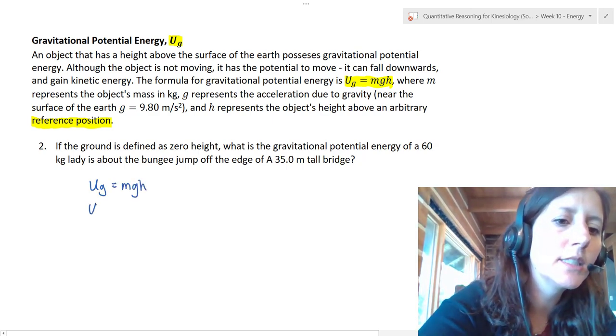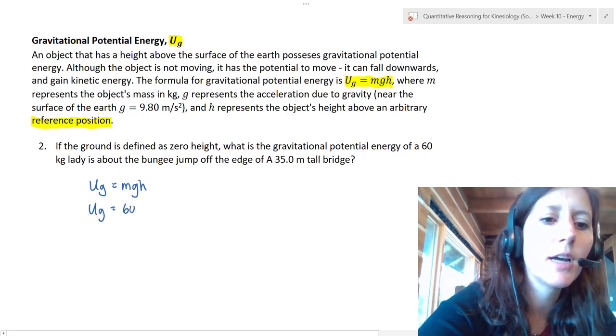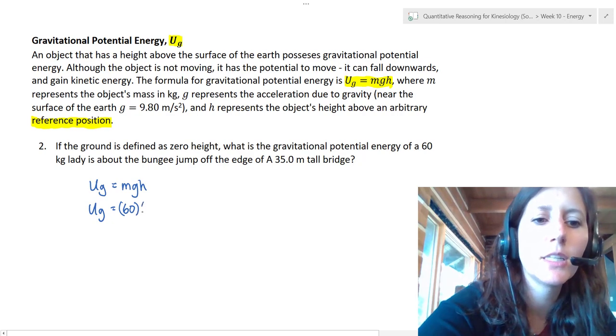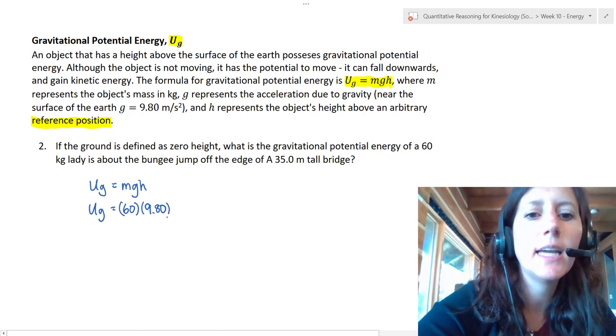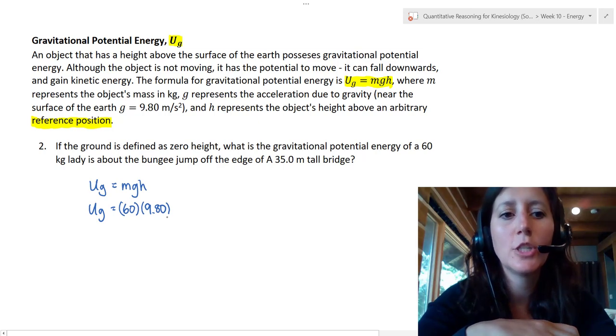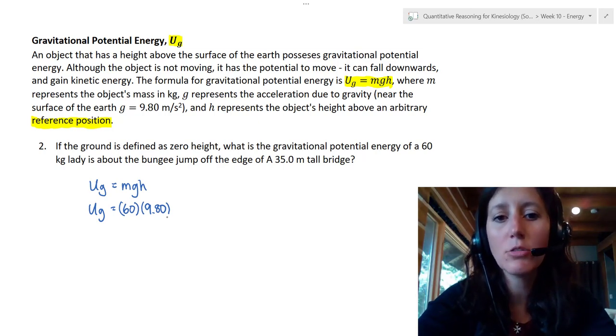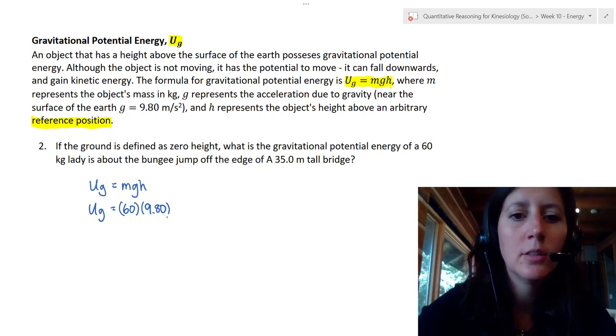Okay, so I'm just going to put in the formula for gravitational potential energy, UG equals mgh, and I'm just going to substitute in the values that I know. The mass of the lady is 60 kilograms. It's already in SI units, so I don't need to convert. g is 9.80 meters per second squared. And the height is 35 meters. She's on top of the 35-meter tall bridge, and the ground is defined as 0, so she has a height of 35 meters relative to the ground.